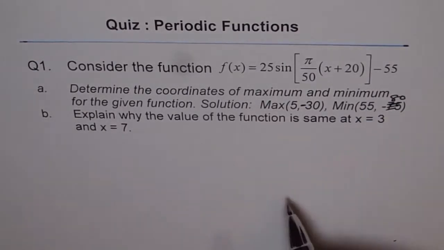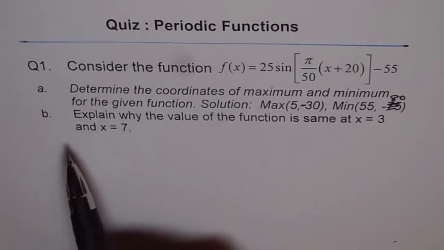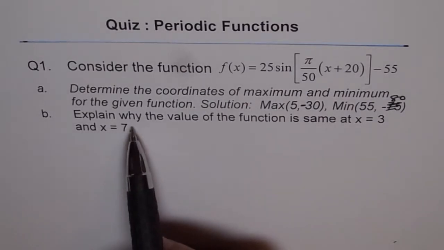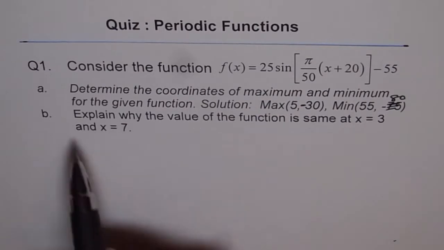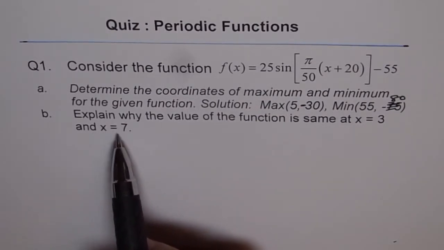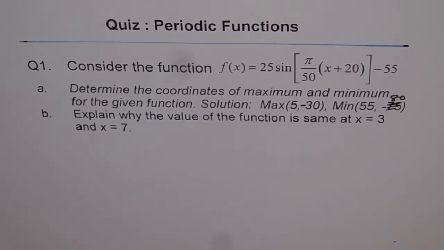Now here in this video we are going to answer part B, which is: explain why the value of the function is the same at x equals 3 and at x equals 7. Okay, and I think you got the hint from the last solution.